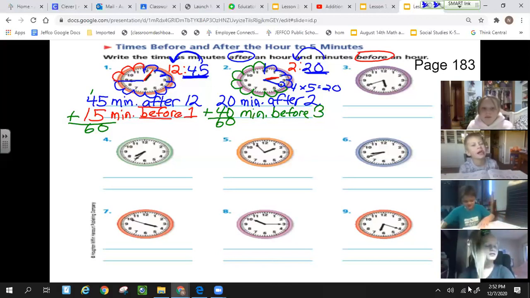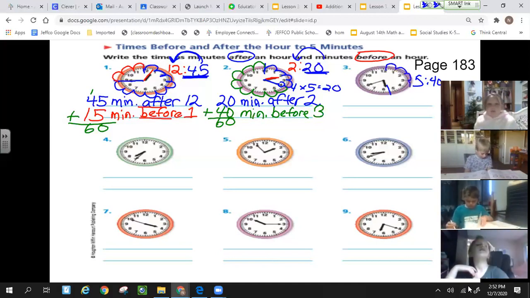5:40. Okay, she's right. It's 5:40 because that hour hand is between the 5 and the 6, the minute hand is on the 8, 8 times 5 is 40. Or if you counted 5, 10, 15, 20, 25, 30, 35, 40. Good. Okay, now what? How would I say it with after, using the word after? 40 minutes after 5.